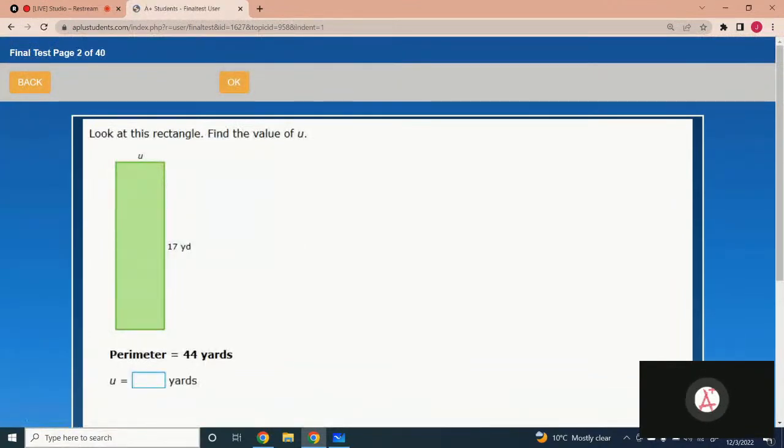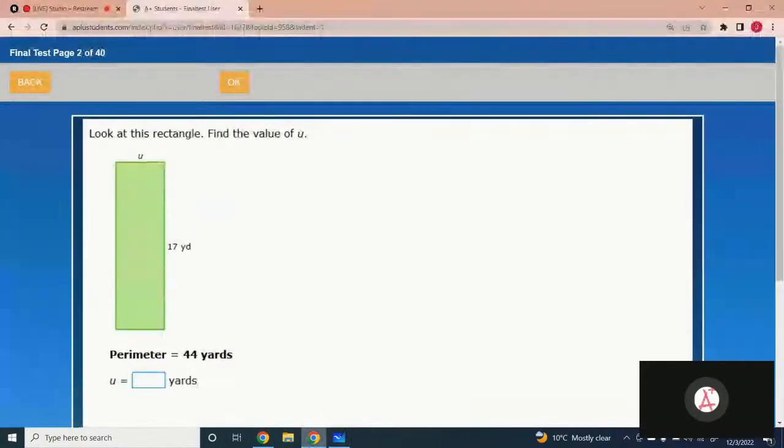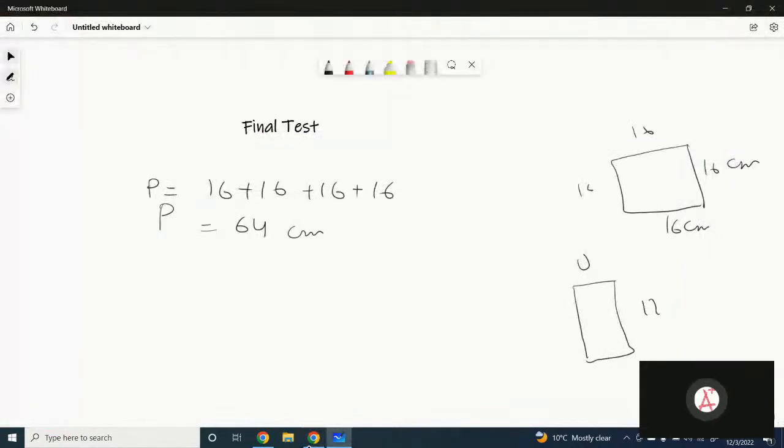Okay, the next one is, look at the triangle. What is the value of U? So you are given a, sorry, rectangle, not the triangle. You have to find U. It would be 17 yards. And you are given the perimeter, that is 44 yards. Got it? So what is the perimeter of the rectangle?